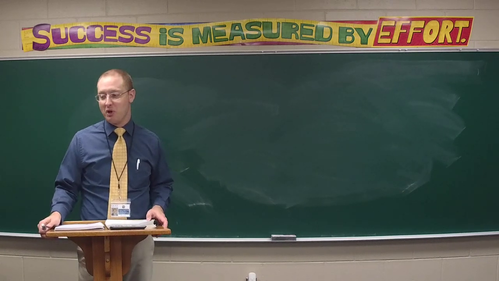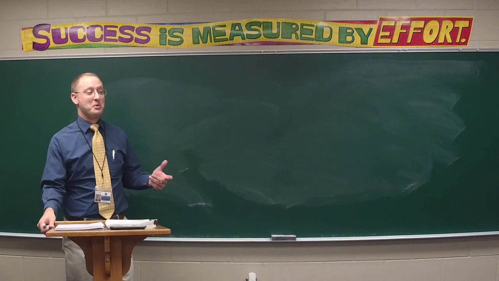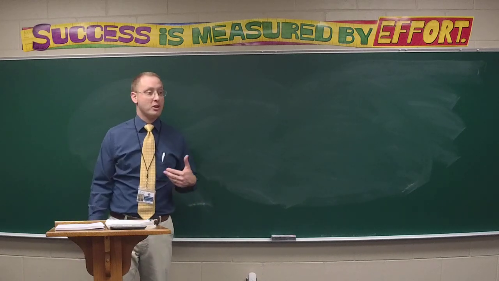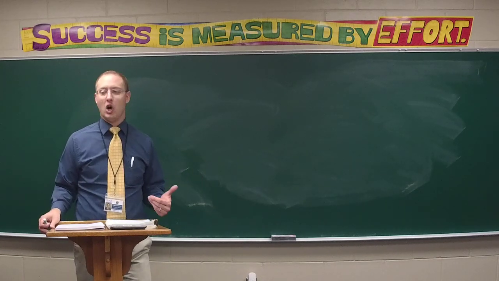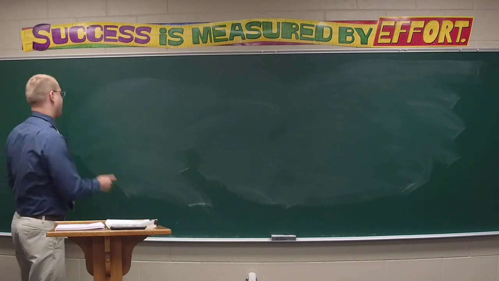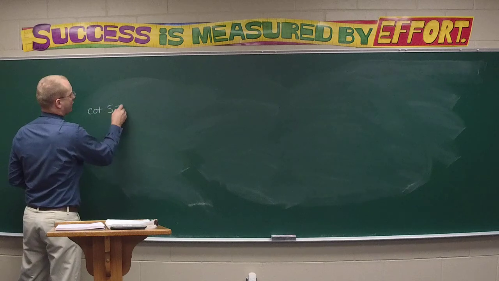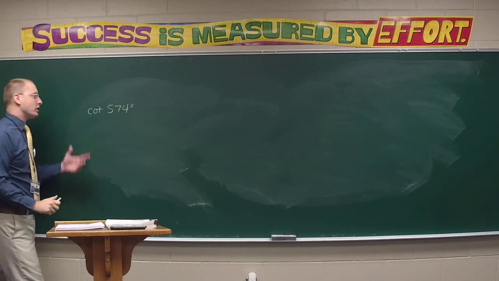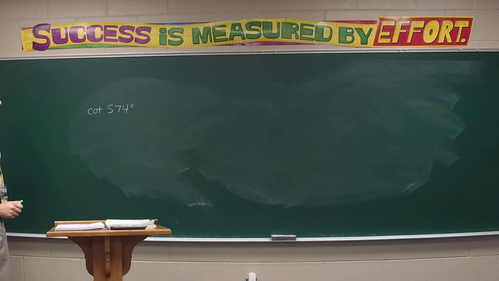This is what happens when I don't give you homework over this stuff. The positive acute angle that we were talking about is simply the reference angle, or we call it rho. So basically we're just finding rho. For instance, if I gave you the cotangent of 574 degrees, we want to reduce this down to the same function of a positive acute angle.